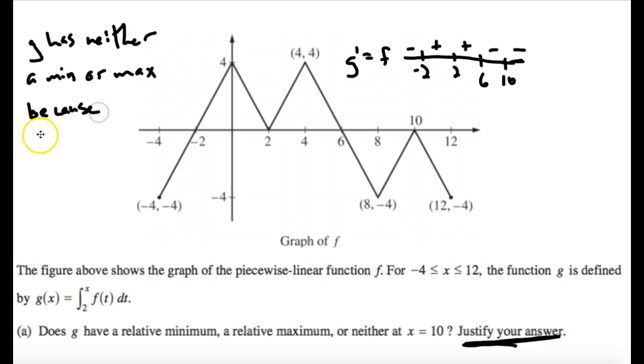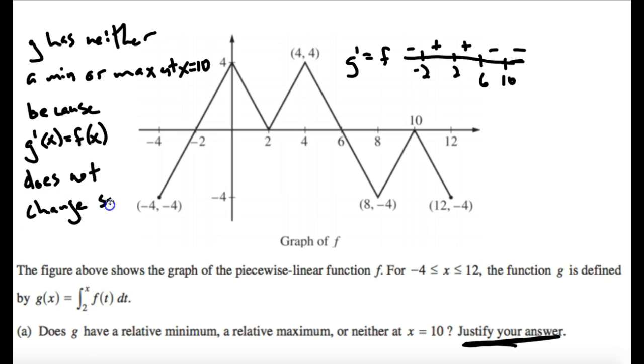because g prime, I guess we should say, of x. So here's what I was talking about in the last bullet point in the last problem. Okay, we need to state that we understand that the derivative of g is the same as f. So we can say that g of x has neither a min or a max at x equals 10 because g prime, which is equal to f of x, does not change sign, right? It stays negative. Therefore, there is no min or max, all right?